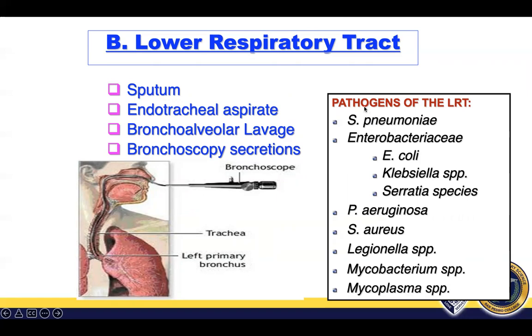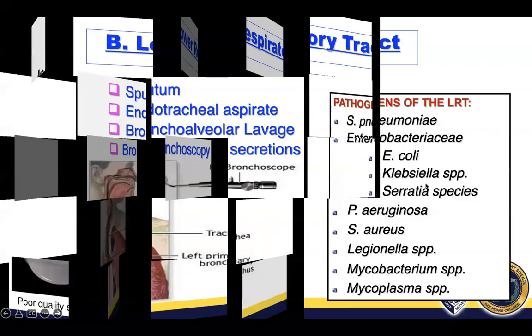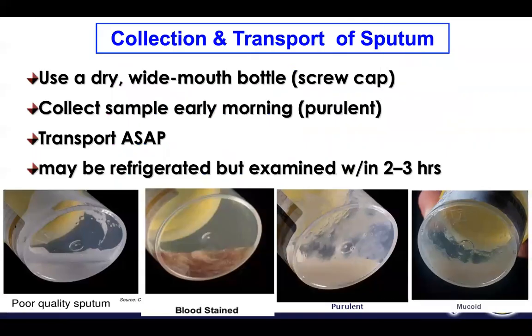The pathogens that we usually isolate from lower respiratory tract specimens include Streptococcus pneumoniae, Enterobacteriaceae like E. coli, Klebsiella species, Serratia species, Pseudomonas aeruginosa, Staphylococcus aureus, Legionella, Mycobacteria, and Mycoplasma species. Now, collection, especially for sputum specimen.